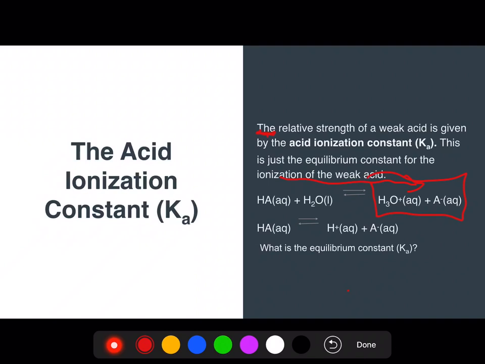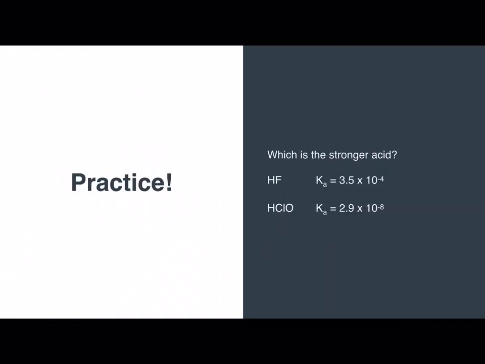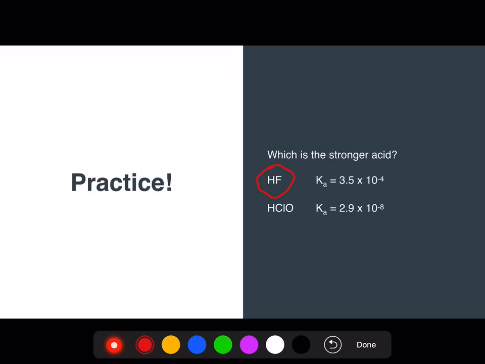And obviously in the expression you would leave out any pure liquids. So you'd end up with your H3O concentration times the A minus concentration all over the HA concentration. So in this case, which one's the stronger one? It is hydrofluoric acid, because it's got the larger Ka value, or the least negative of the exponents.